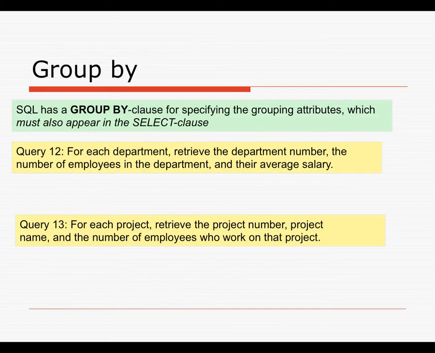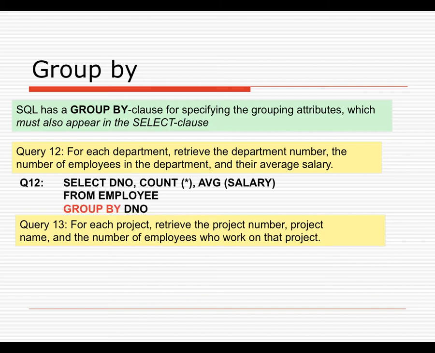Once I have those results, I'll be entering information into a group by. Group by essentially is a clause that helps specify how you're going to group the attributes, but you must also see that in the select clause. So continuing down this route, if I'm looking at query 12, for each department, retrieve the department number, the number of employees in the department, and their average salary.